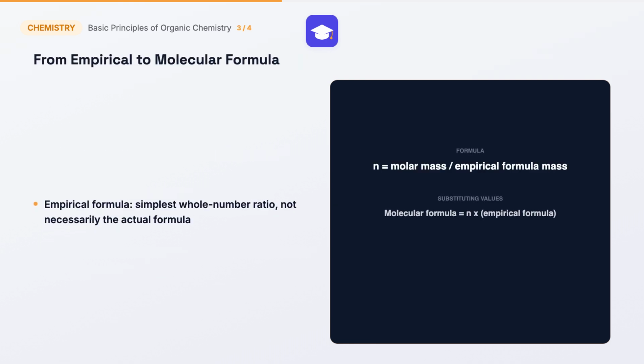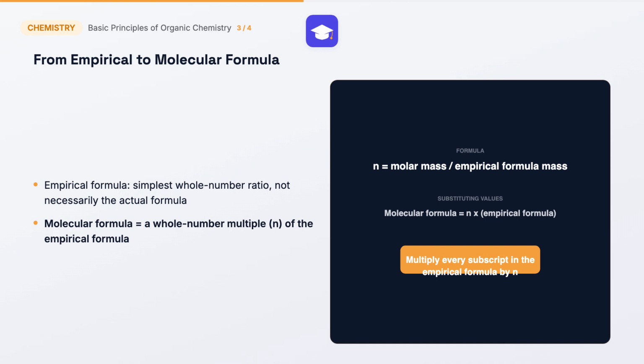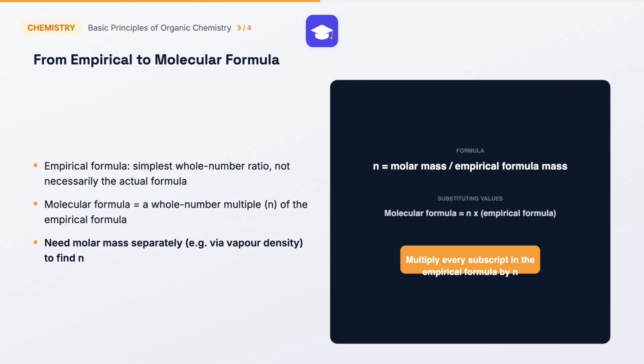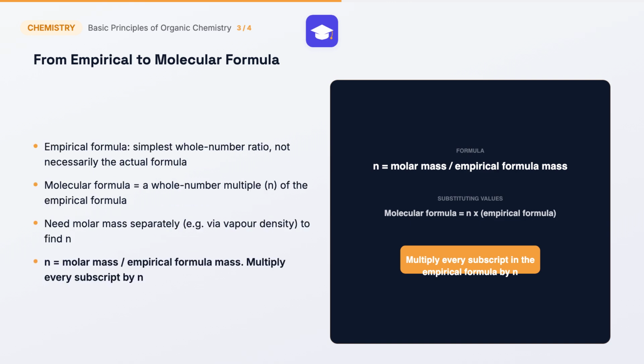The empirical formula gives only the simplest whole number ratio. The actual molecular formula could be that same ratio, or any whole number multiple of it. To determine which multiple applies, you need the compound's molar mass, found separately often through vapor density measurements. Dividing that molar mass by the empirical formula's own mass gives a whole number n, and the actual molecular formula is n times the empirical formula, applied to every single subscript throughout.